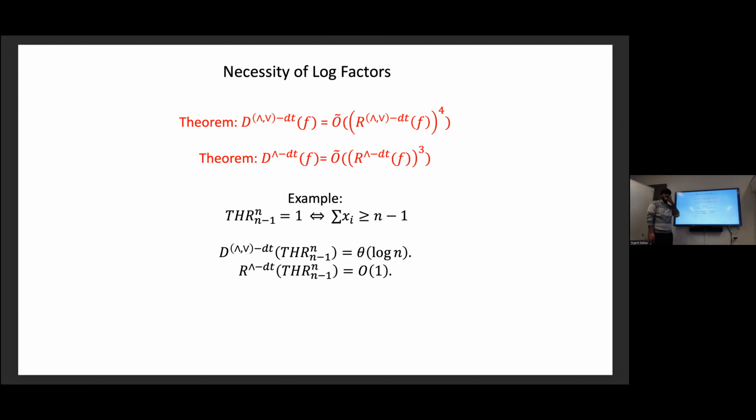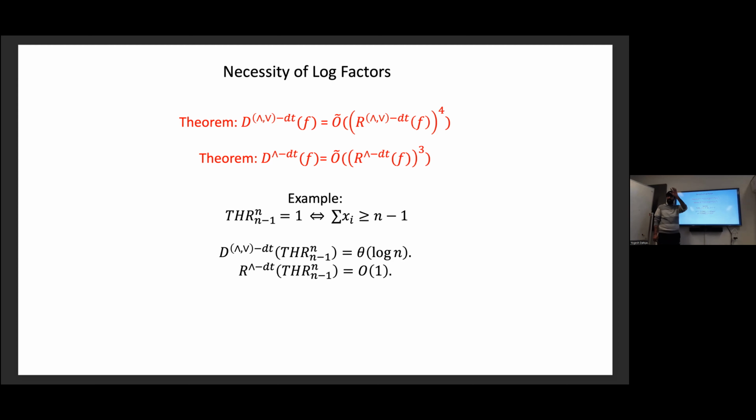So I'll say something about the necessity of the log factors. So everywhere we have log factors. In these two theorems, we have a counterexample that says that we cannot avoid the dependence on log n, because if you consider the threshold of n-1, one can show that the deterministic AND-OR query complexity for threshold of n-1 is theta of log n. To make log n number of queries by an adversary argument is an easy exercise. And the randomized AND query complexity of threshold of n-1 is just order 1, right?